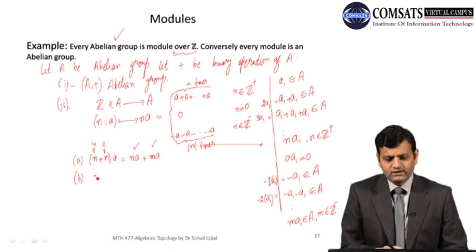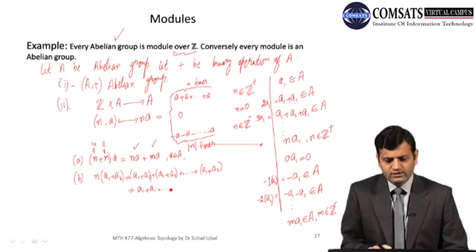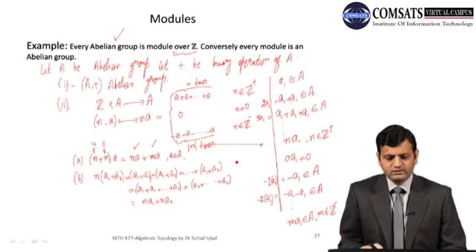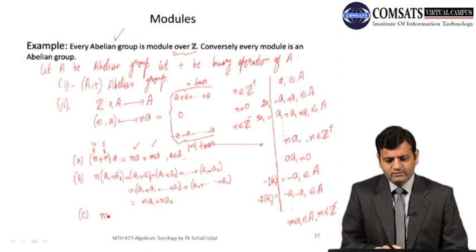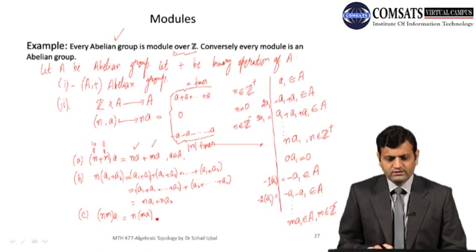In the second condition, we need to check what happens if I multiply A1 plus A2, where A1 and A2 are elements of this abelian group. Over here A is an element of the group, and m and n are integers. So n into (A1 plus A2) is equal to A1 plus A2, n times. Since A is an abelian group, we can use the abelian property and say this is equal to A1 plus A1 up to n times, plus A2 plus A2 n times. So this is equal to n into A1 plus n into A2. So the second condition is also satisfied. Similarly, we can prove the third condition, that n into (m into A) is equal to (n times m) into A. Using the same tricks, we can show that this third condition is satisfied.